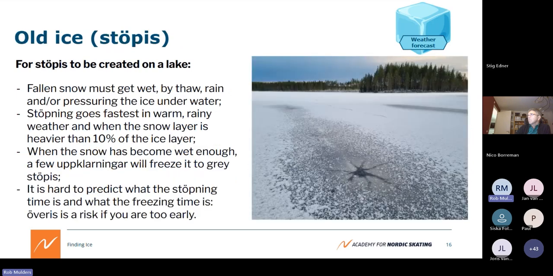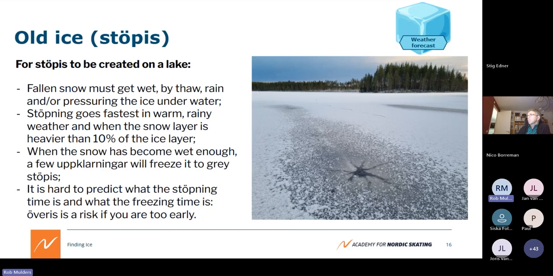For old ice, stubbies, it's totally different. If there is thick ice on a lake already and then it starts snowing, this fallen snow must first get wet before it can refreeze to skatable ice again. There are mainly three important reasons for the snow to get wet. It's either warm weather, fall, or it's rain. That goes the fastest, I think.